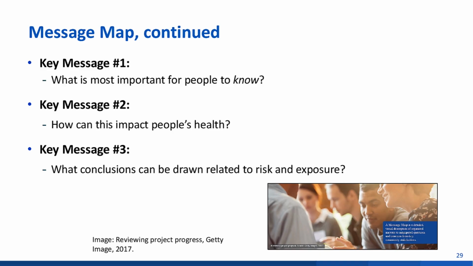For example, children, and especially those with soil pica behavior, might experience nausea and vomiting from contact with arsenic in playground soil. Key message number 3 is, what conclusions can be drawn related to risk and exposure? For example, children were not likely exposed for part of the year because they did not use the playground in winter.